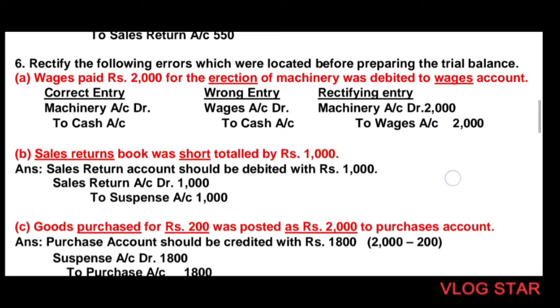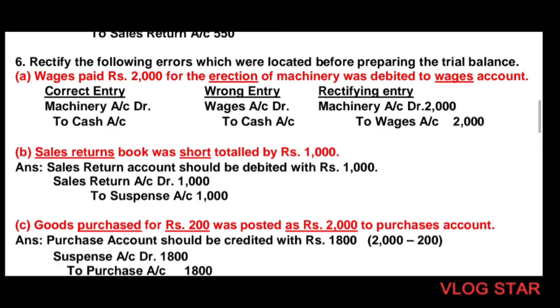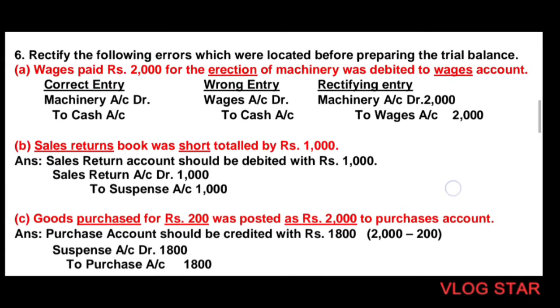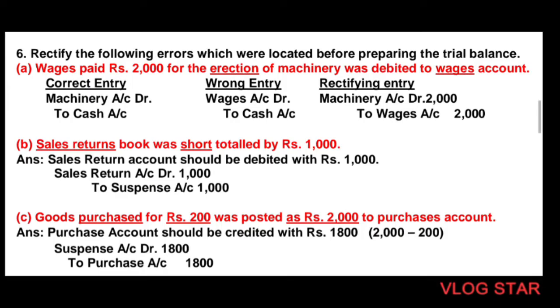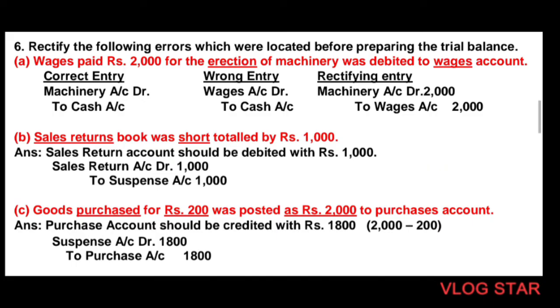Now sum number 6. From sum number 6 onwards, each and every entry you have to see very carefully, because in so many places it is a one-sided error, sometimes a double-sided error. One-sided error means only one account is affected. Double-sided error means two accounts are affected. Now we'll see what error has been made in this entry. We have to rectify. In the exam, you have to write only the rectifying entry. I gave the correct entry, wrong entry and rectify entry to help you understand how to write the rectify entry. The correct entry and wrong entry you have to do on rough paper. In the exam you have to write only the rectify entry. No need to write the correct entry and wrong entry. That is only for your rough.